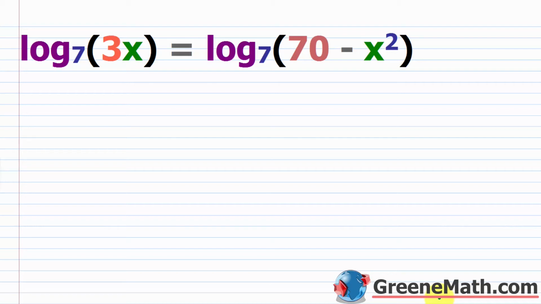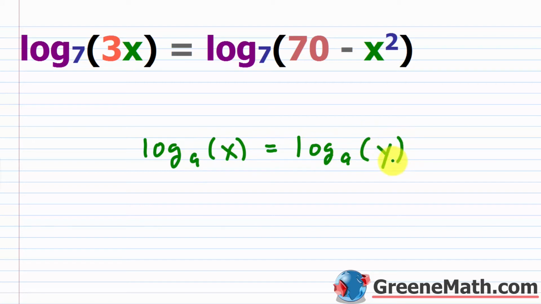You have a log base 7 on each side of the equation. So if I have log base a of x is equal to log base a of, let's say, y, this implies that x is equal to y. So we have a logarithm with the same base on each side of the equation. They're set equal to each other, so you can just say that x is equal to y in this circumstance. That's what we're going to use here to solve this equation.